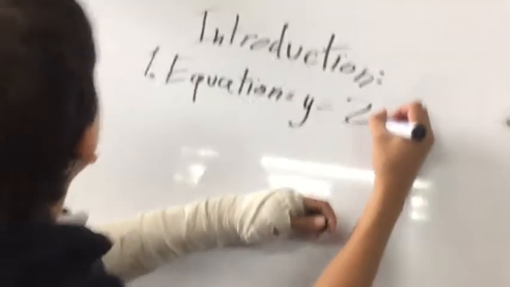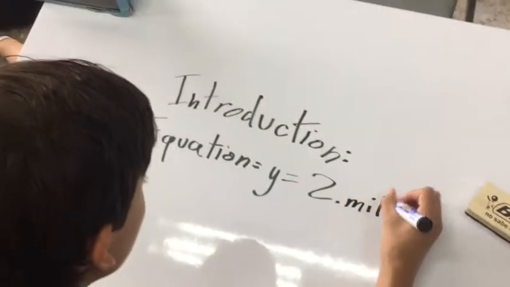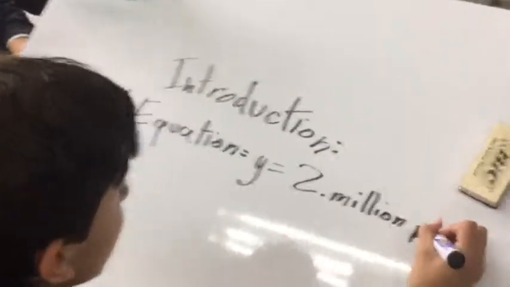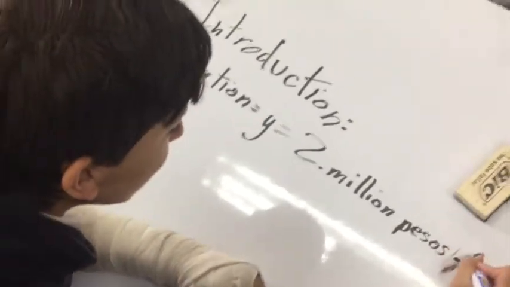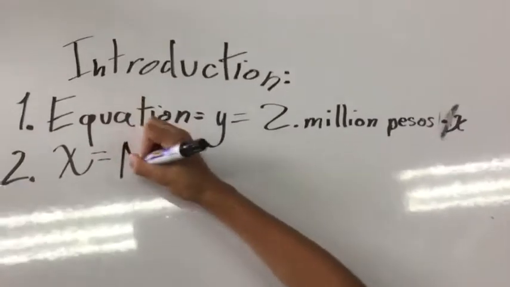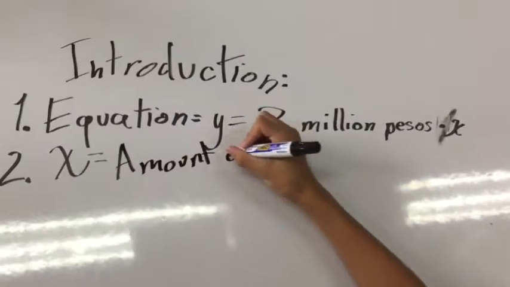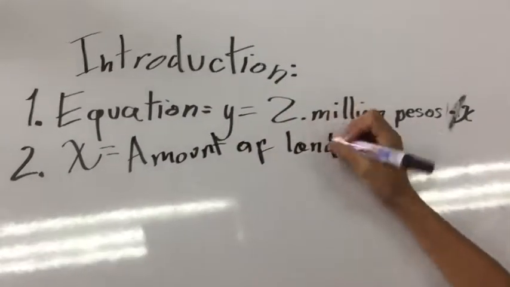Equations: y equals 2 million pesos. X equals amount of land.